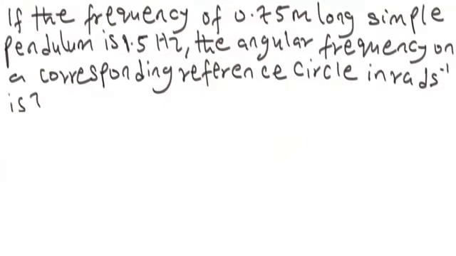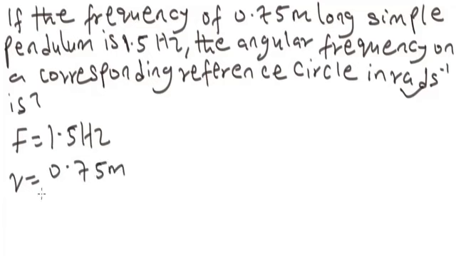Okay, so let's look at this problem. It says if the frequency of a 0.75 meter long simple pendulum is 1.5 Hz, the angular frequency on the corresponding reference circle in radians per second is what? Now note that angular frequency or angular velocity is measured in this unit, radians per second. Take note of this. Alright, so let's bring the parameters. We have our frequency to be 1.5 Hz. We have our length to be 0.75 meter. Then we are looking for angular frequency.